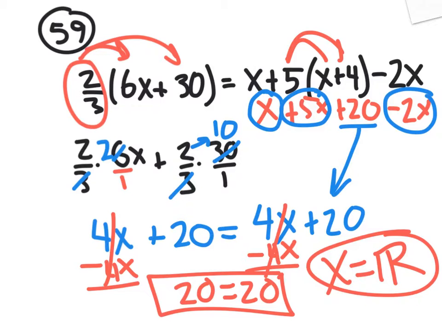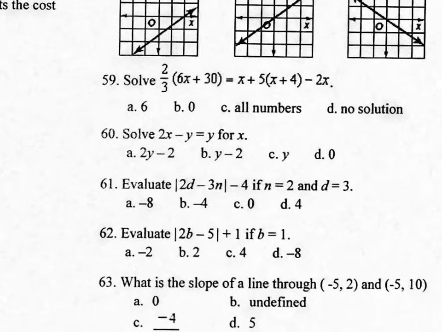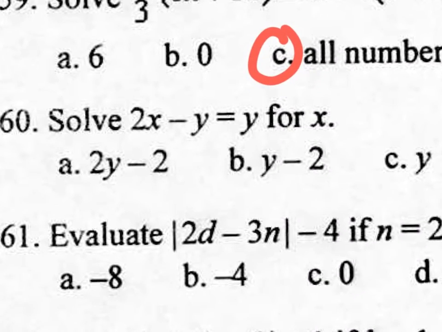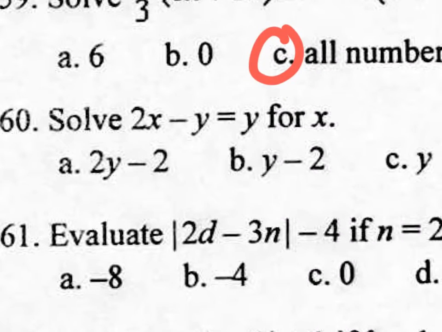So let's jump back to our test. So number 59 is all real numbers. Okay, so number 60, let's solve, and it says solve for x. There's actually 2 variables right here. You want to get x by itself. So here's x, there's a 2 in front, and there's a minus y at the very end. What would you get rid of first? You'd get rid of the minus y. You know what? Maybe we should rewrite this and get more space.